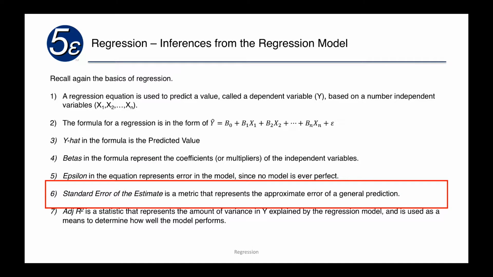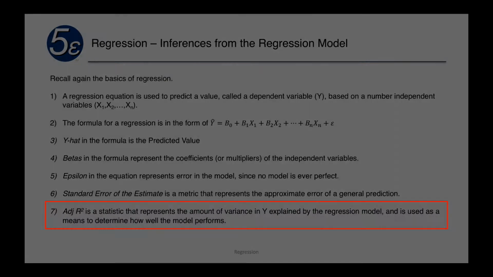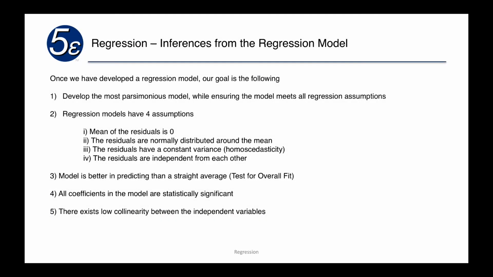The standard error of the estimate is a metric that represents the approximate error of a general prediction. And finally, one of the statistical measures that we use is the adjusted R-squared, which represents the amount of variance in y explained by the regression model, and we use it as a means to determine how well the model performs. Once we have developed our regression model, our goal is the following: develop the most parsimonious model while ensuring the model meets all regression assumptions.